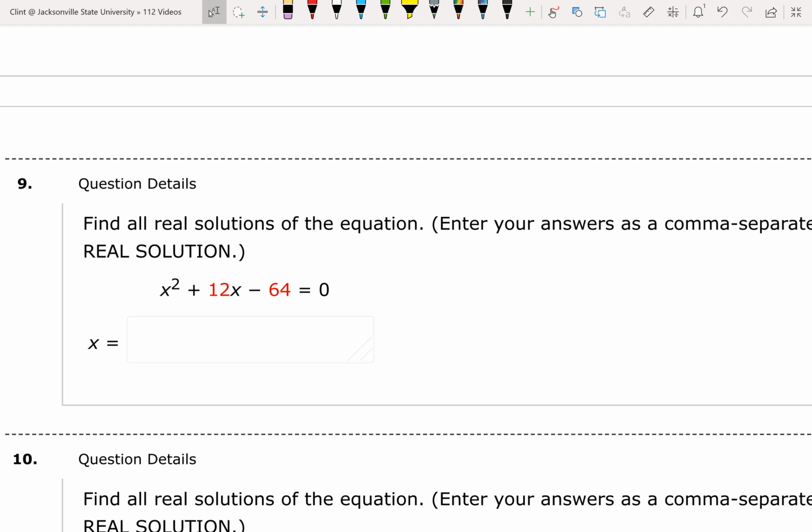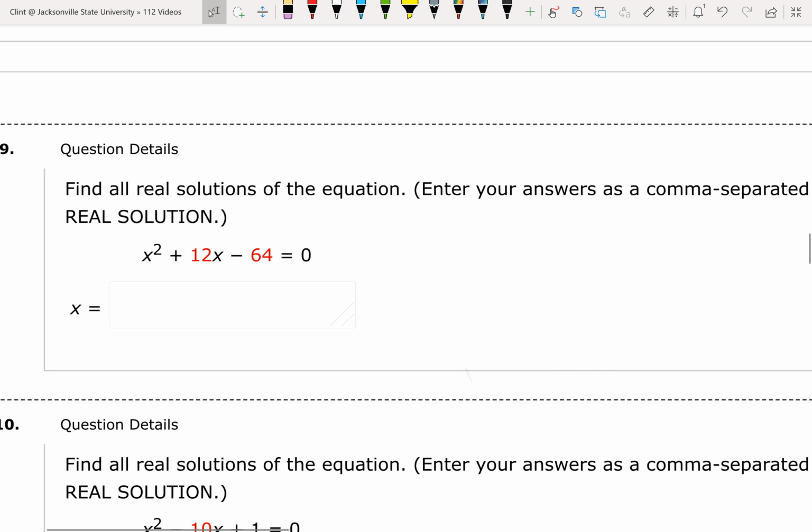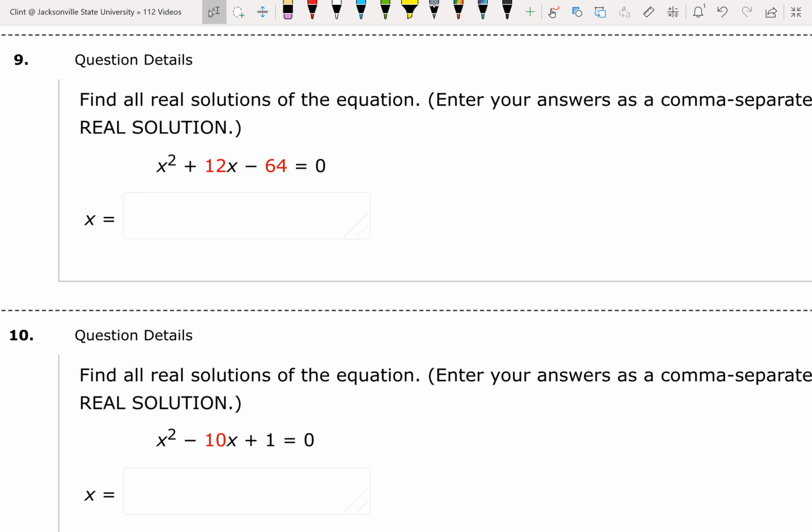Number 9 just tells us to find all real solutions of the equation. Keep in mind it says real solutions, so if we get complex numbers, those don't count. We don't have to worry about those. It doesn't tell us what method to use, so we're free to choose. So what are our options? I don't know what the best one to work on this is necessarily, so I'm going to have to think through it too. I'm going to think about whether or not we can factor this.